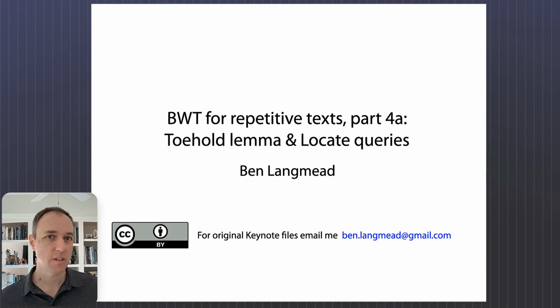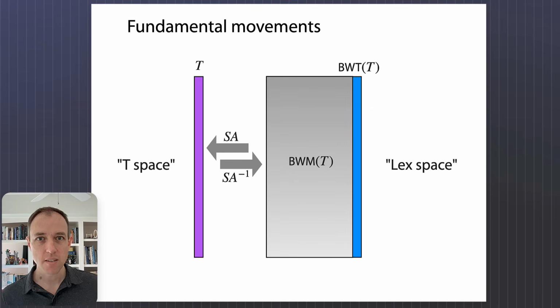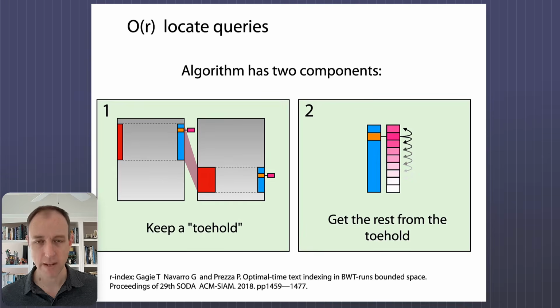Okay, so let's continue our discussion of how this locate query works. We've already discussed this relationship between text space and lex space, and we talked about how some of the functions that we like to compute, like LF, represent predictable movements through part of this and unpredictable movements through other parts. So for example, LF is moving to the left by 1 with respect to t, but it's moving around kind of unpredictably with respect to lex space. And we're going to use LF in this lecture.